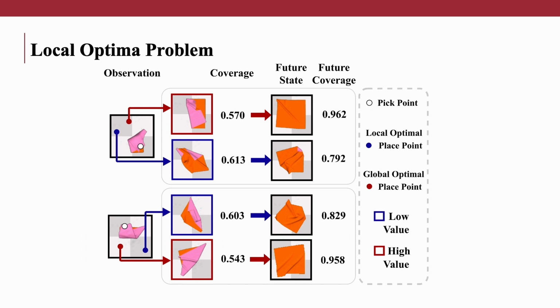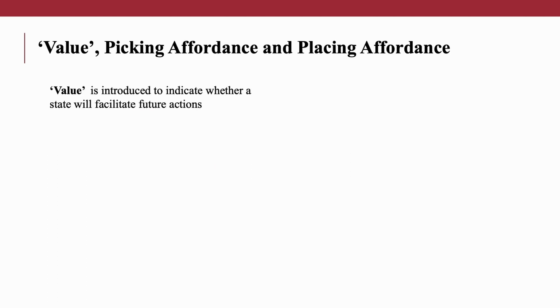The greedy method leads to local optimal states for deformable object manipulation. Some states may temporarily have larger coverage area, but make following actions hard to collaborate and accomplish the whole task. To tackle the local optima problem, we introduce the concept of value to indicate whether a state can facilitate following actions to accomplish the whole task.